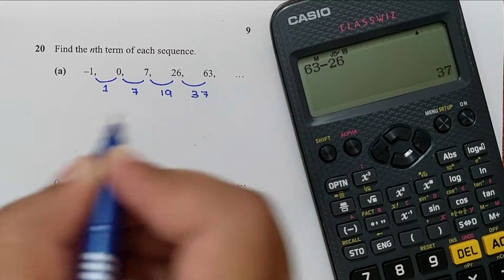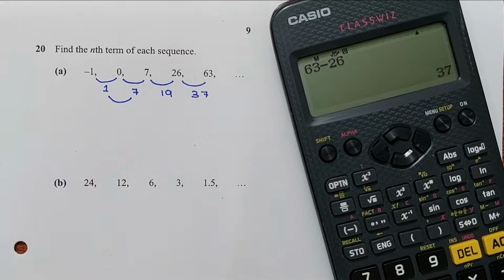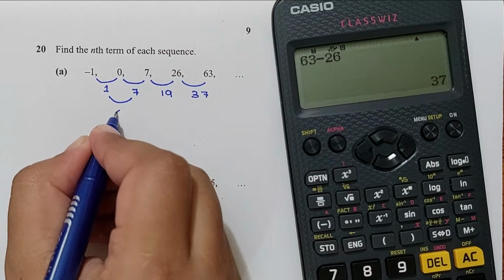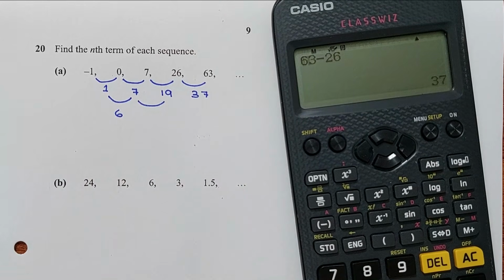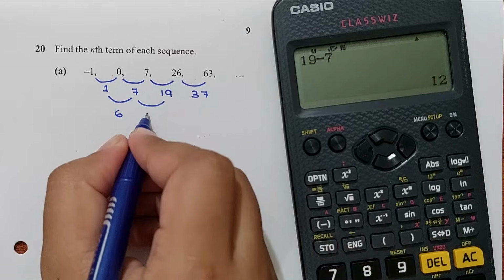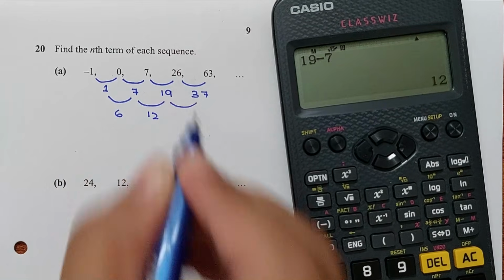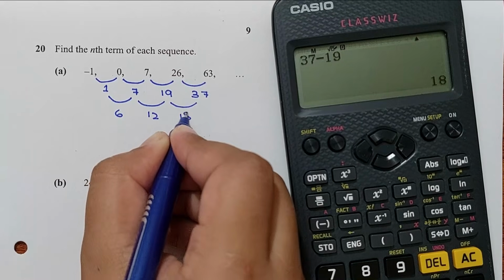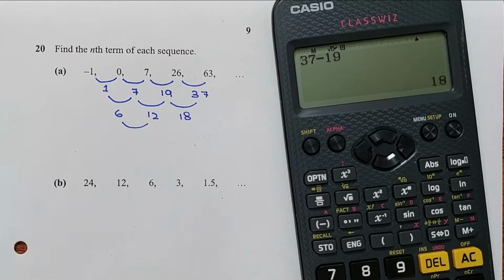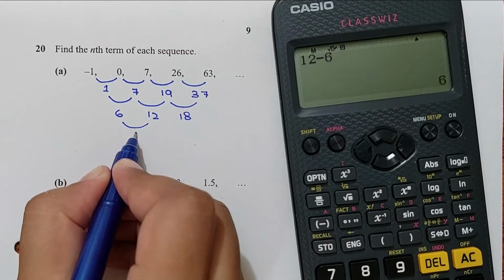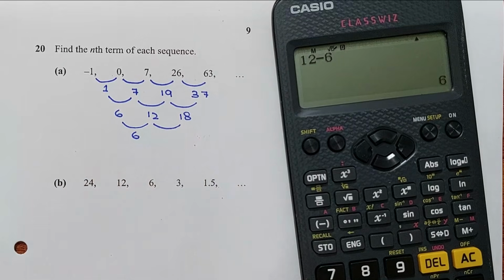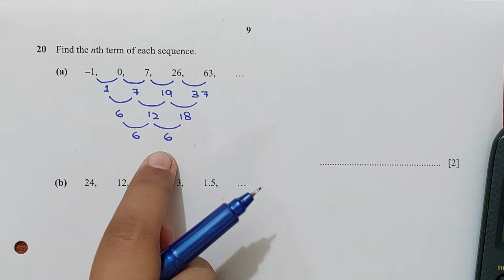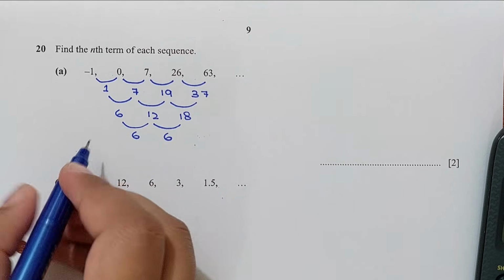The first difference is not constant. Let me find the second difference. 7 minus 1 is 6. 19 minus 7 is 12. And 37 minus 19 is 18. Let's do the third difference. 12 take away 6 is 6, and 18 take away 12 is 6. As you can see, the third difference is constant, so it is a cubic sequence, n cube.